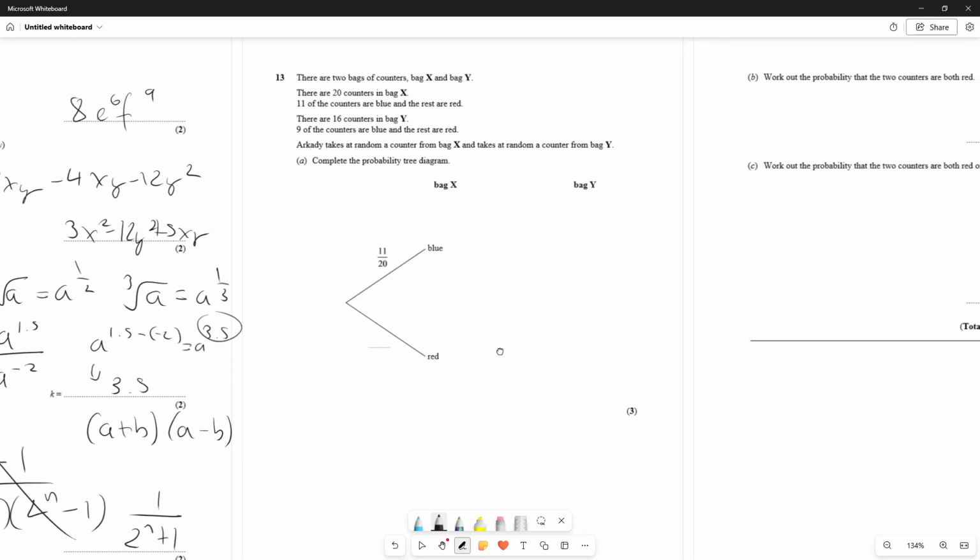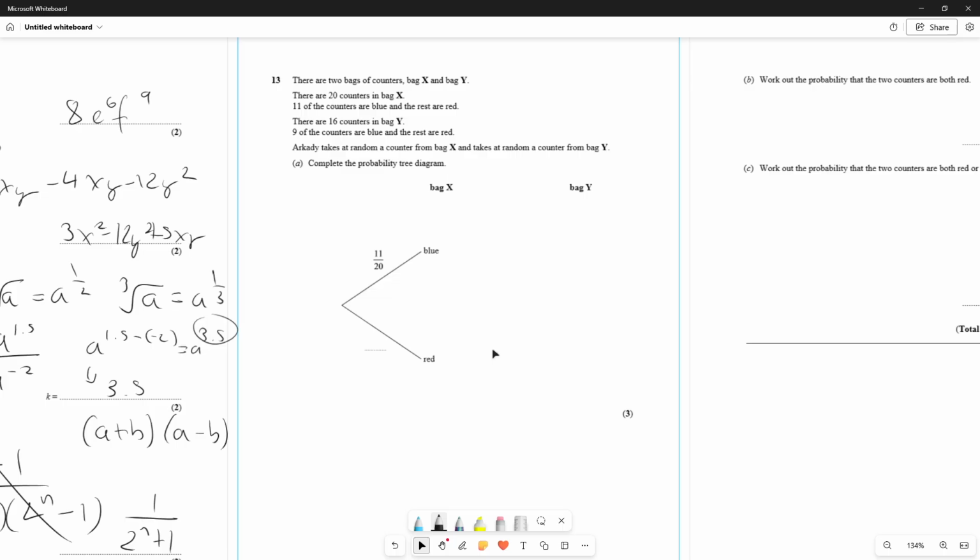Question 13. There are 2 bags of counters, bag X and bag Y. There are 20 counters in bag X, 11 of the counters are blue and the rest are red. There are 60 counters in bag Y, 9 of the counters are blue and the rest are red. We need to complete the tree diagram. So if 11 counters are blue out of 20, that means the other 9 must be red. So 9 out of 20 total counters are red.